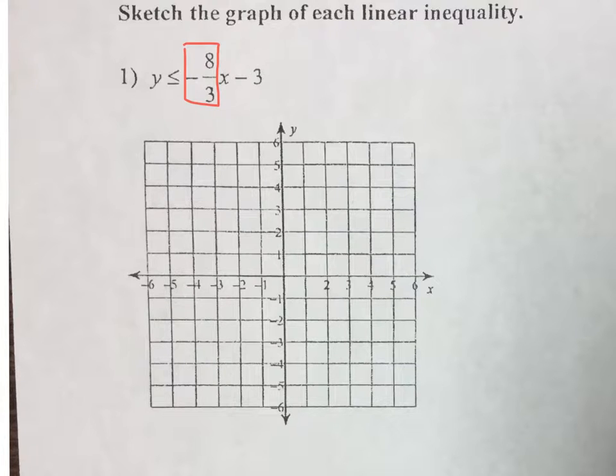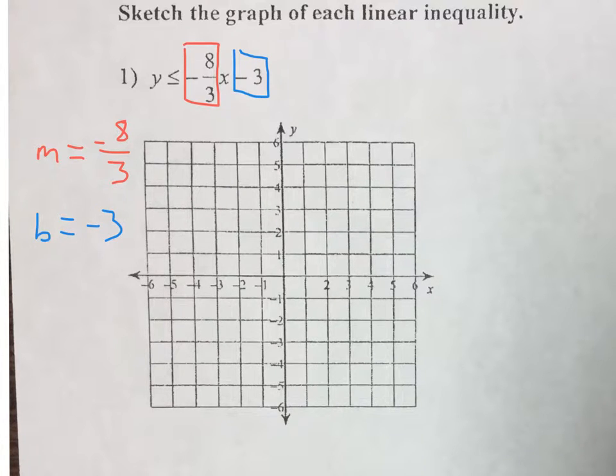You want to identify where the m, or the slope, is. Remember, the slope is the number that is multiplying the x, which in this case is negative 8 over 3. Then you want to identify the b, or the y-intercept. That's a number that's added or subtracted onto the end of the equation, or the inequality. So b is equal to, you always want to include that sign, negative 3.